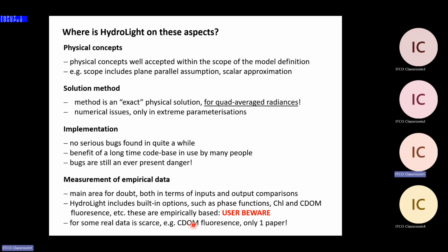So it's got CDOM fluorescence in there. You can check the box, CDOM fluorescence. Some people debate whether it's necessary. I mean, there are some papers that show that it helped with the optical closure. There are other papers that said, well, it didn't make any difference. So the jury's out on some of these things, and there's not a lot of data out there to know whether the things that are in Hydrolight are really right or not, for a few things like CDOM fluorescence. So it's user beware, is the basic advice.